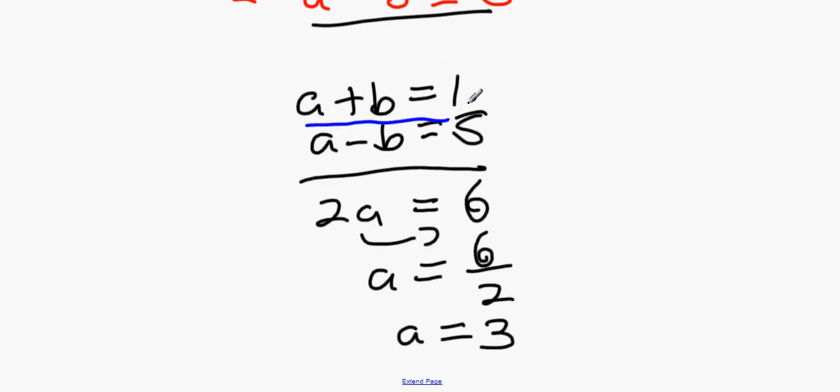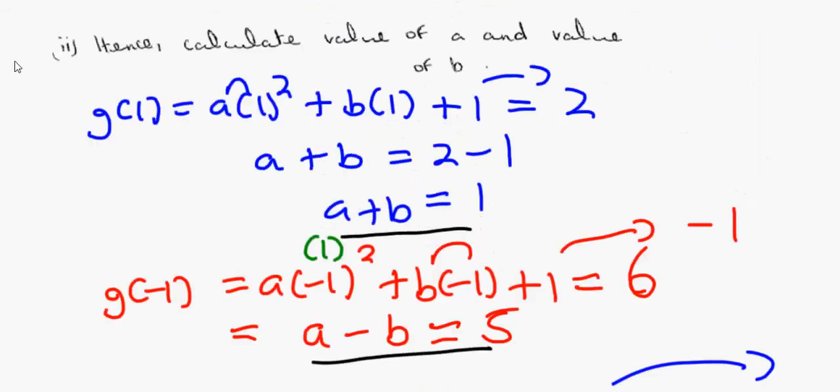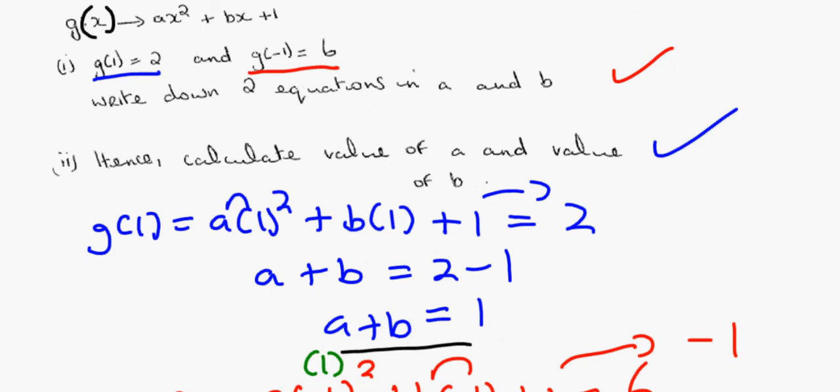Now use the initial equation, a plus b equals 1. Replace a with 3. So we get 3 plus b equals 1. Bring over the 3 to the other side. b equals 1 minus 3. b therefore must be minus 2. So a is 3 and b is minus 2. And that's what we were asked to do there.